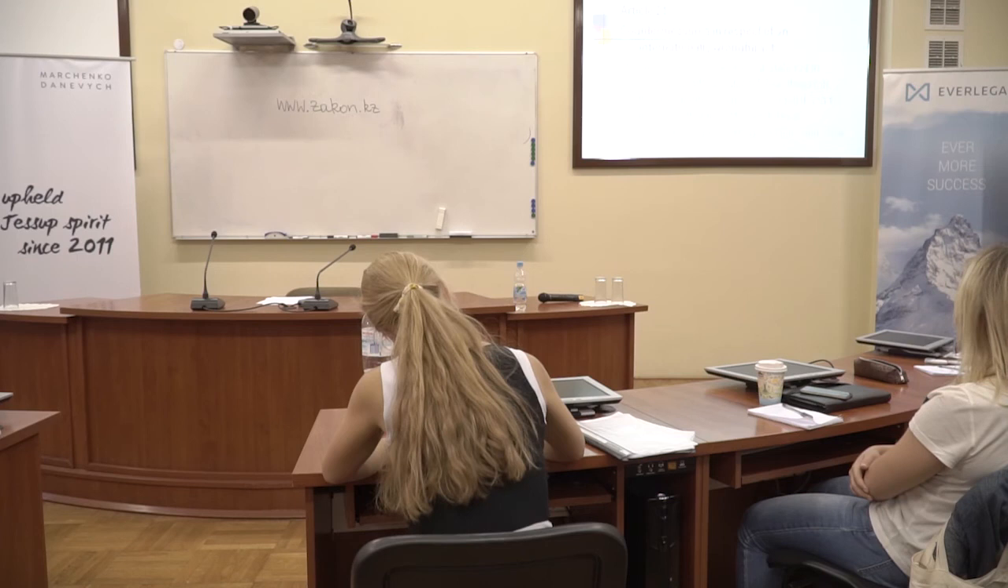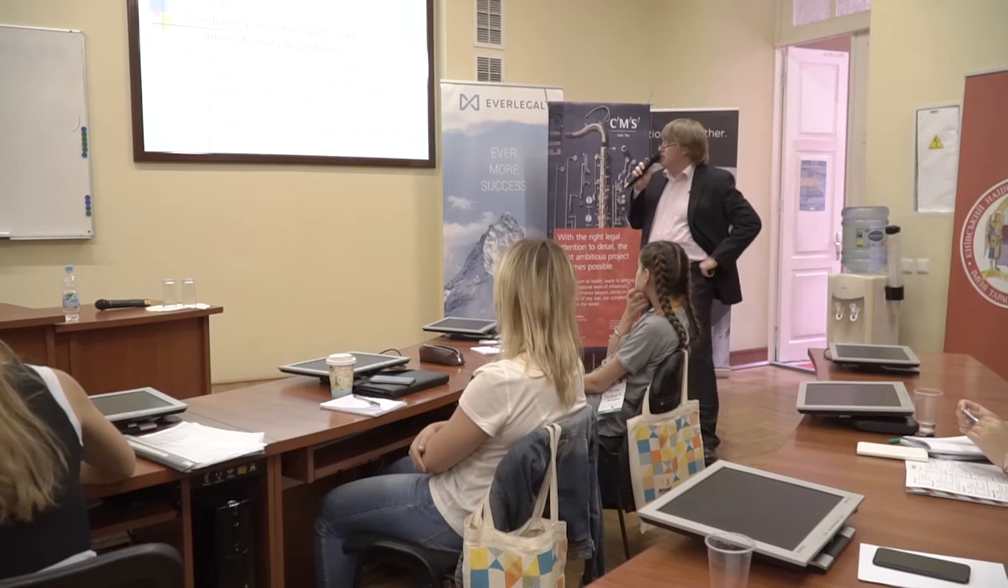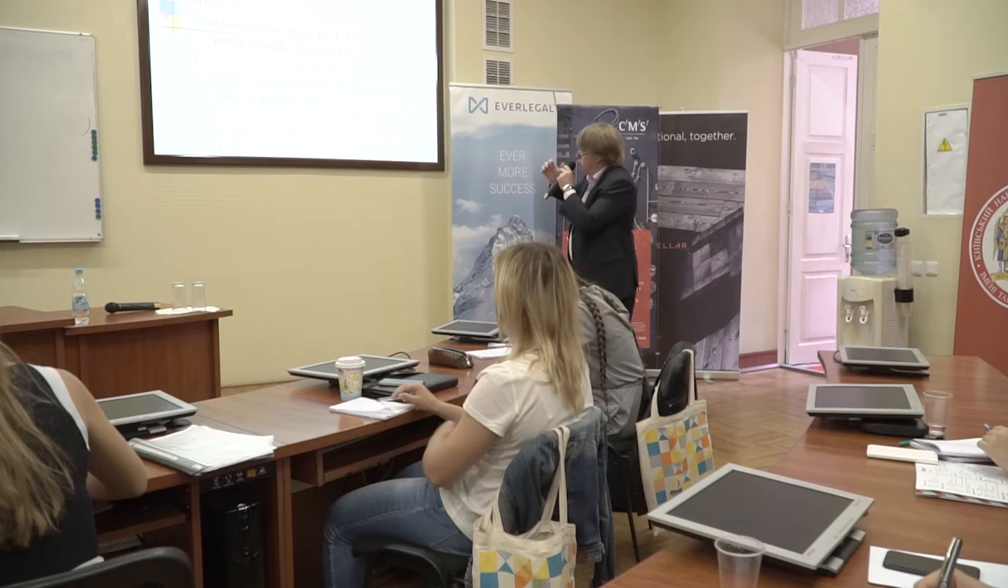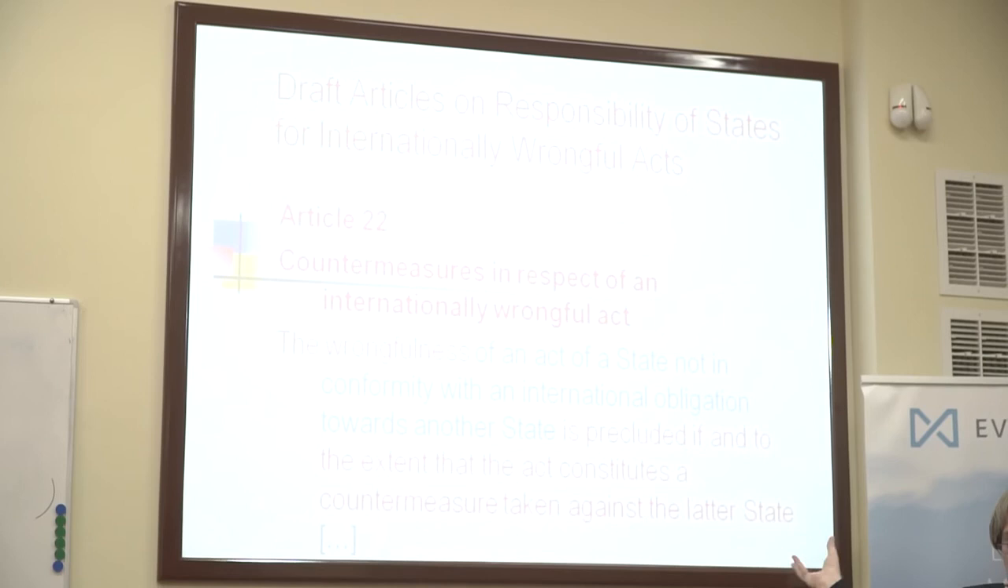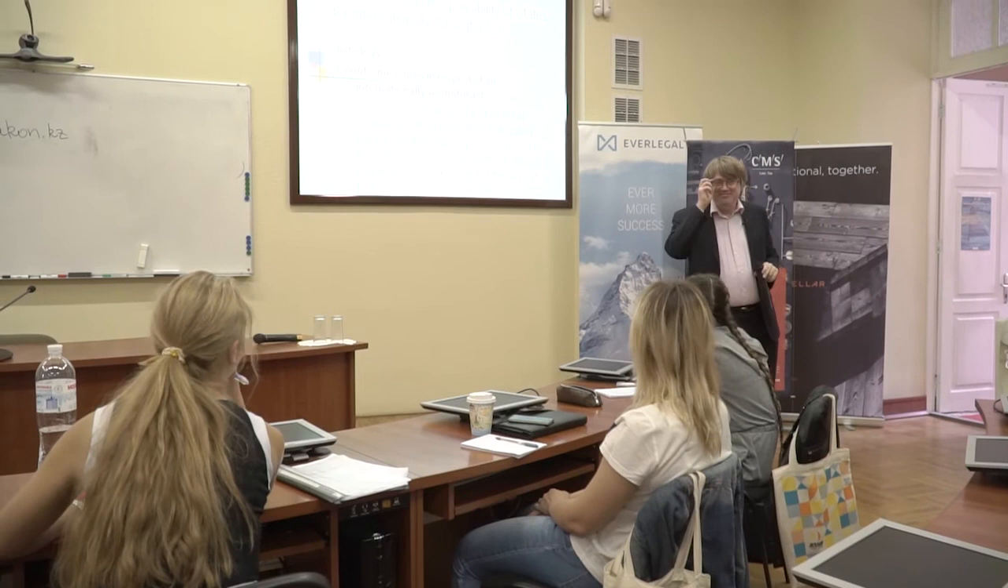Article 22 is about countermeasures in respect of an internationally wrongful act. The article says that the wrongfulness of an act is precluded if and to the extent that the act constitutes a countermeasure taken against the latter state. What are countermeasures? And which types of countermeasures do you know?